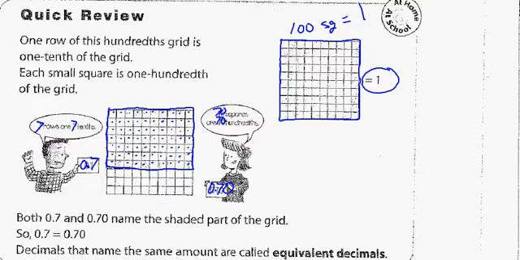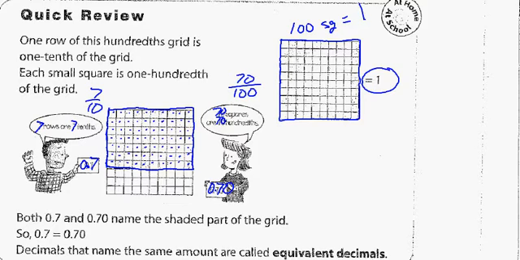So are these the same thing? The man on the left is saying 7 rows are 7/10. And the woman on the right is saying 70 squares are 70 hundredths. Are these two fractions equal to each other? And the answer is yes, they are. If you multiply 7 by 10, you get 70. If you multiply 10 by 10, you get 100. And that kind of shows they're equal, right?